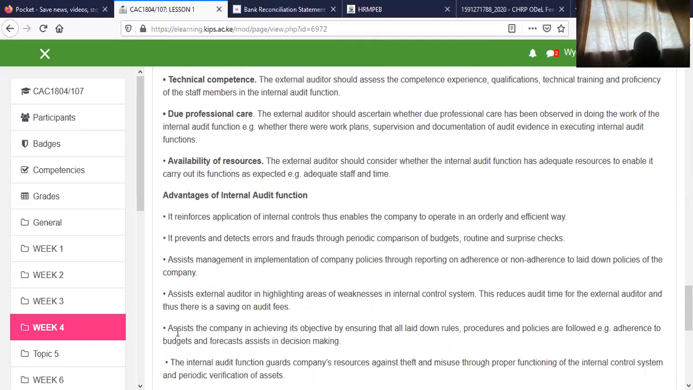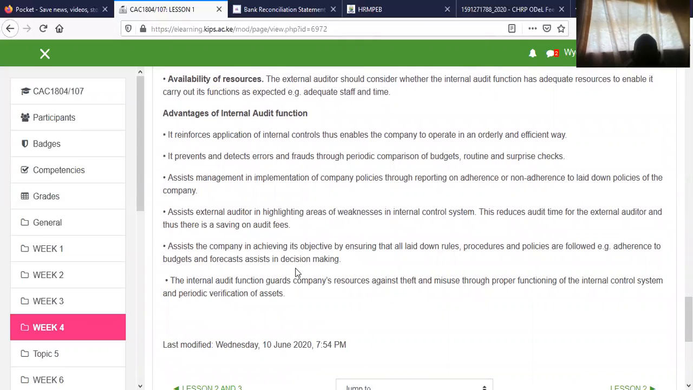Number 5 is that it assists the company in achieving its objectives by ensuring that all laid down rules and procedures are actually being adhered to. And the other advantage is that the internal audit function guards the organization's resources against theft and misuse.